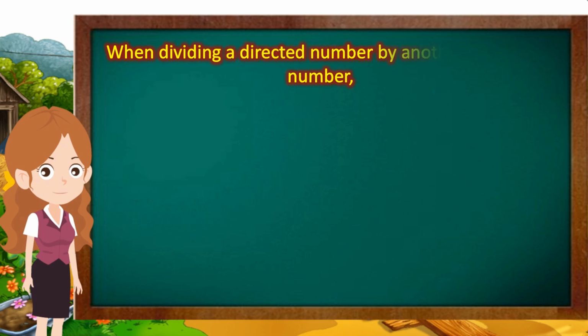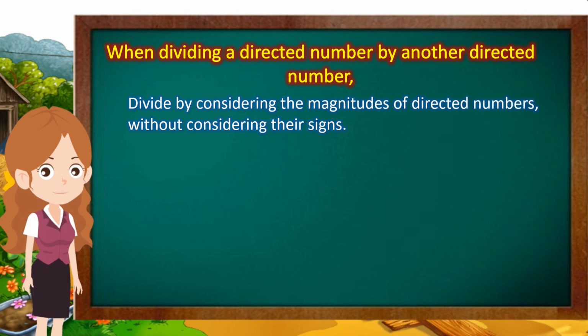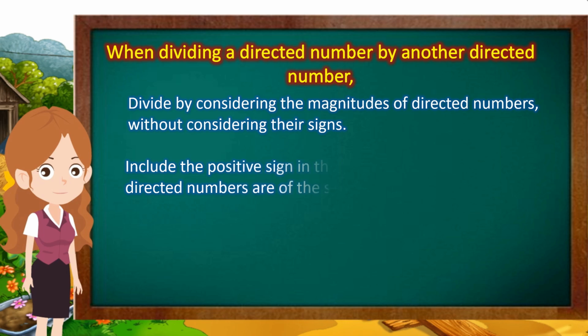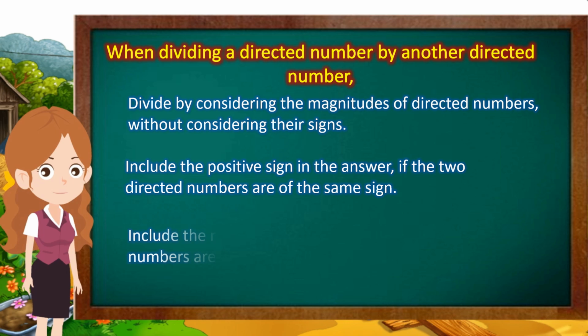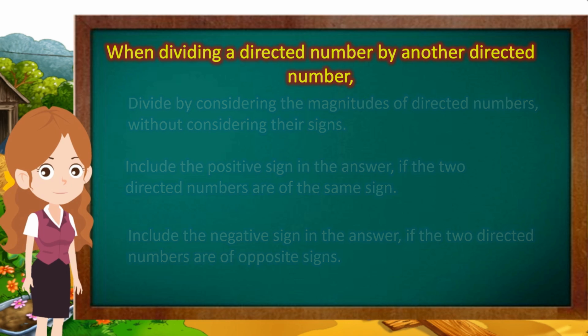Accordingly, my dear children, when dividing a directed number by another directed number, divide by considering their magnitudes without considering their signs. Then include the positive sign in the answer if the two directed numbers are of the same sign. Also include the negative sign in the answer if the two directed numbers are of opposite signs. For that, let's look at the following examples.